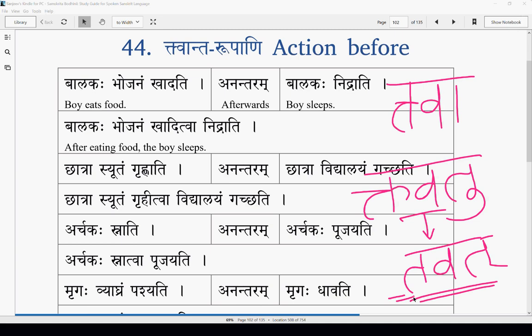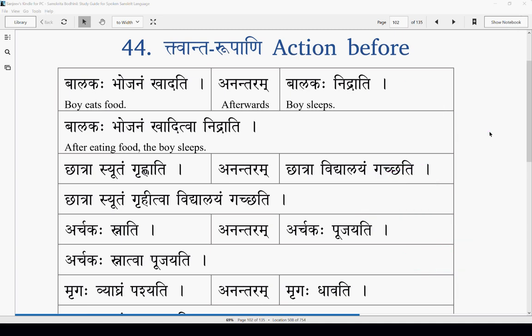Now, this one, Tvanta, Tva. In Devanagari it is written like this, which is actually Ka plus Tva. So, this is one of the Krut Pratyayas. Again, Krut Pratyayas are always added to dhatus. This Krut Pratyaya is also added to any dhatu, like Gam, Drish, anything, Pat.